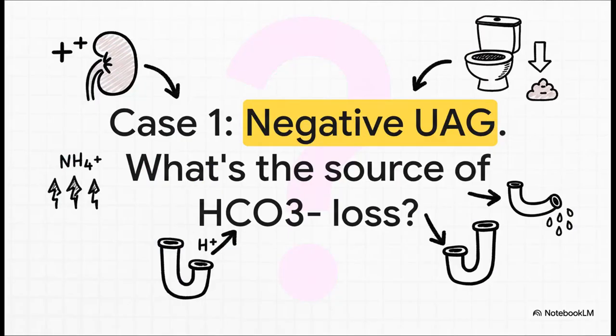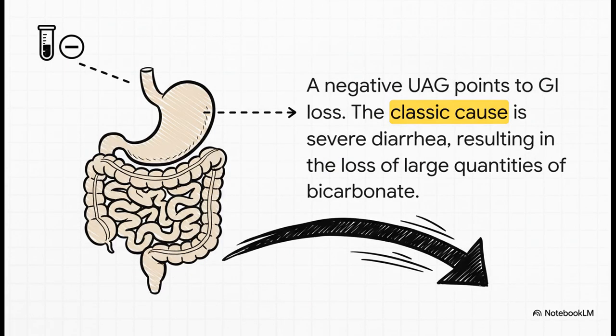Okay. First up, case number 1. Your patient's urine anion gap comes back negative. Now this is actually good news for the kidneys. It means they're responding to the acidosis exactly like they should be, by dumping a whole lot of ammonium. So if the kidneys aren't the problem, where is all that bicarbonate disappearing from? And the answer points straight to the GI tract. A negative urine anion gap in the setting of NAGMA is a huge clue pointing to gastrointestinal bicarbonate loss. And the most common cause for this by a long shot is severe diarrhea.